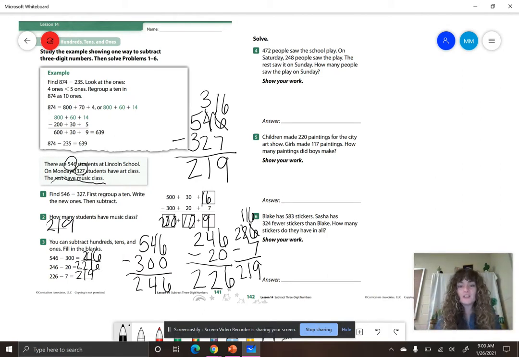All right, let's move on to number 4. It says 472 people saw the school play. On Saturday, 248 people saw the play. The rest saw it on Sunday. How many people saw the play on Sunday? Let's go back, circle important numbers, and underline important words.